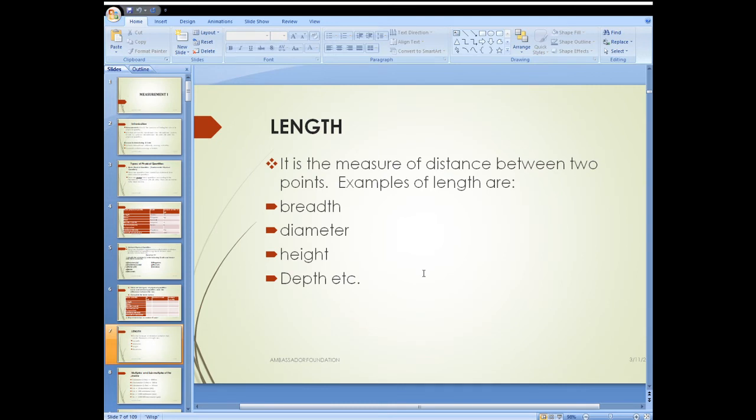It is the measure of distance between 2 points. When you measure a length or a distance between 2 points, for example, the length of your classroom, then that one is a length. The distance will give you a length. The breadth is a length. The diameter is a length. Height is a length. Depth is a length. As long as it's about distance, it gives you length.